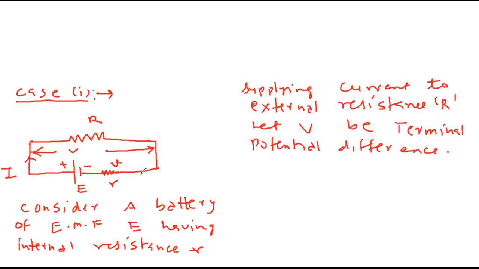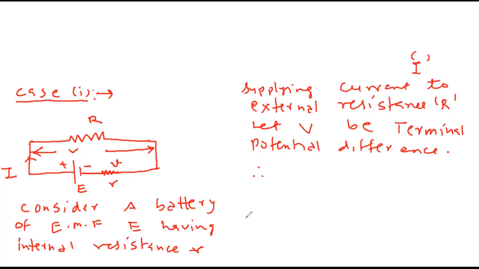Just wait, once again. I had written the heading: obtain condition when EMF is greater than terminal voltage, equal to terminal voltage, less than terminal voltage. So consider a battery of EMF E having internal resistance r, supplying current I to external resistance capital R. Let V be the terminal potential difference.